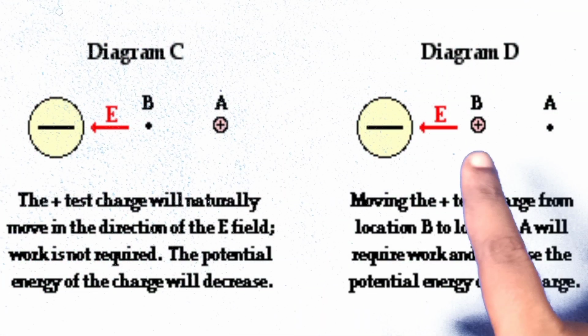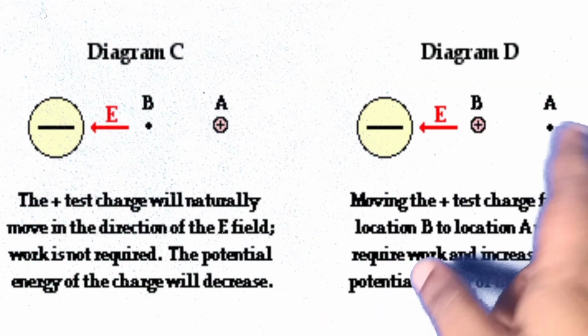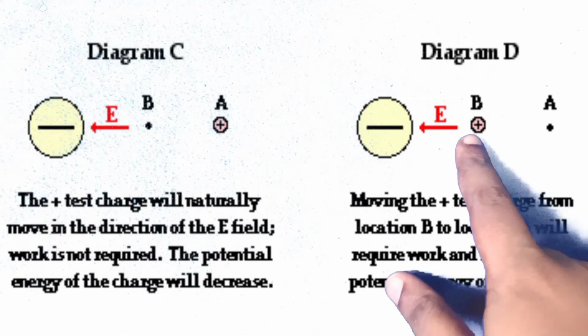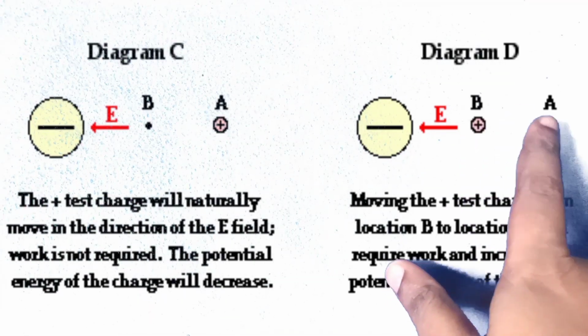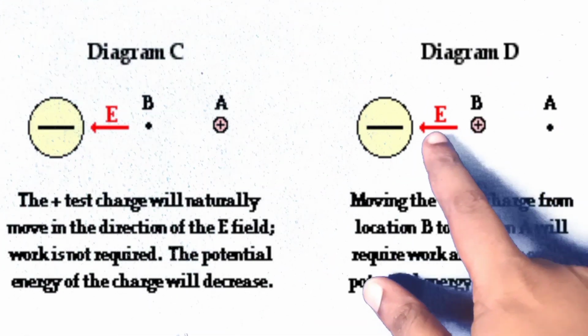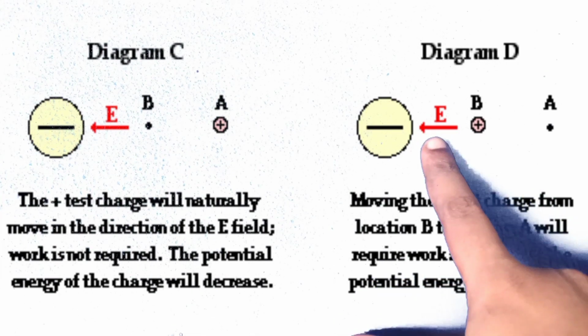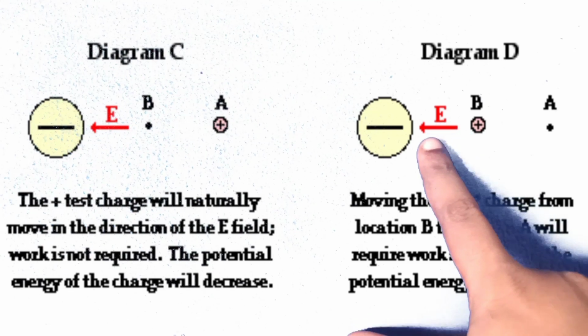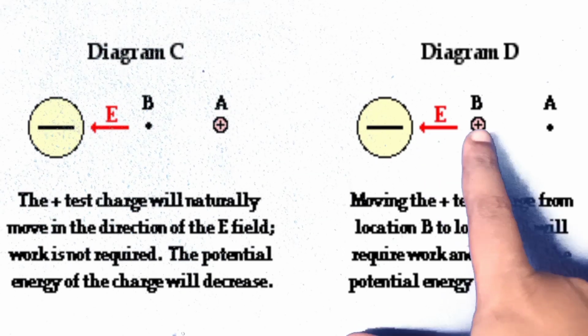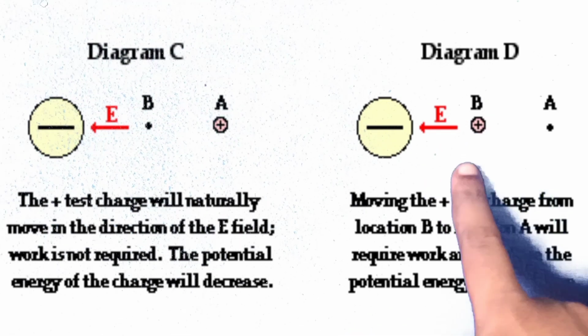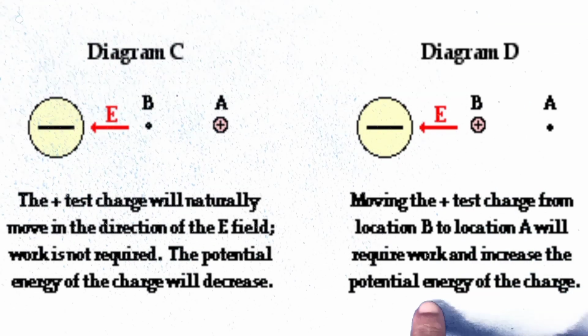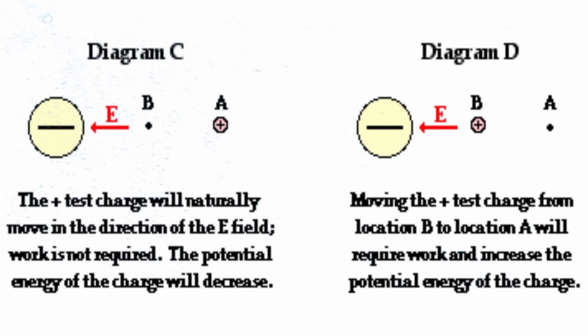The same thing with this kind. So in this diagram, I have to move the positive test charge from B to A in the direction opposite to that of the electric field. So definitely I need to do some work, I need some external force for moving this charge. So in this case the potential energy will increase.